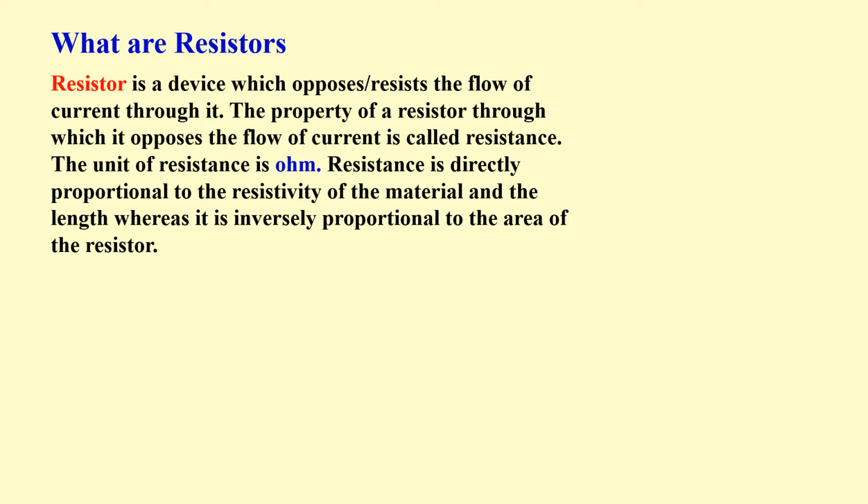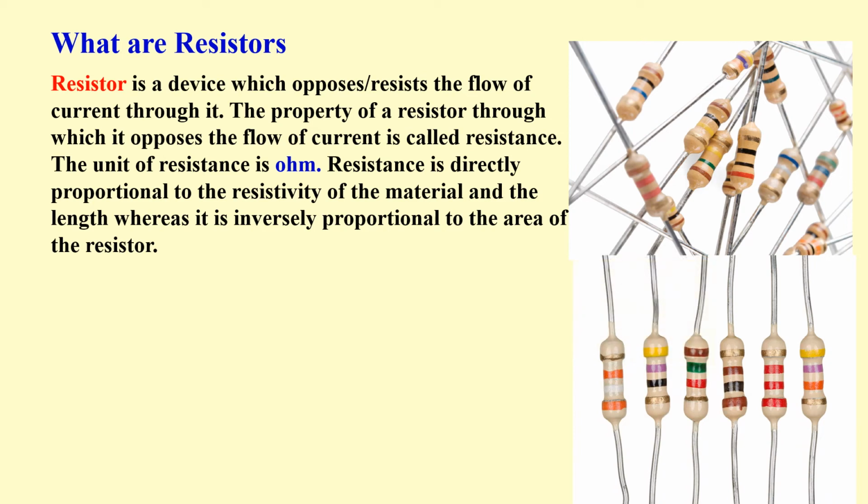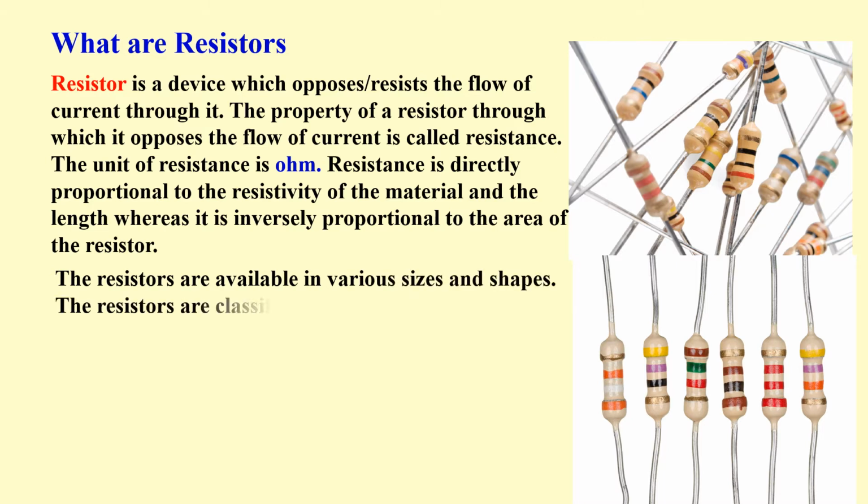Let's look at the resistors now. What are resistors? A resistor is a device which opposes or resists the flow of current through it. The property of a resistor through which it opposes the flow of current is called resistance. The unit of resistance is ohm. Resistance is directly proportional to the resistivity of the material and the length, whereas it is inversely proportional to the area of the resistor. The resistors are available in various sizes and shapes.